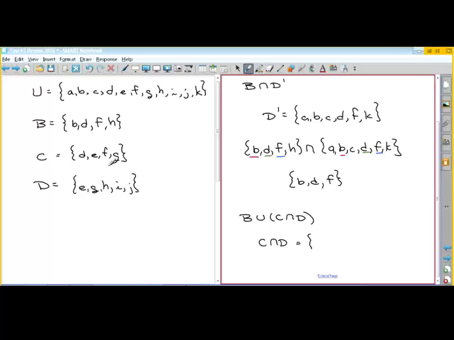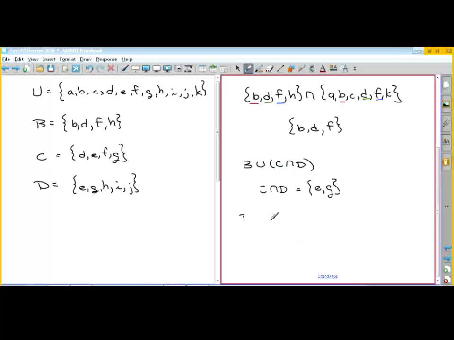So I see that I have E in both sets, and I have G in both sets. So the intersection is going to be the set of the elements E and G. Notice I have D here, but I don't have D there. I do have E in both places. F I have here, but not there. And G, I have that. Okay, so that's the intersection.